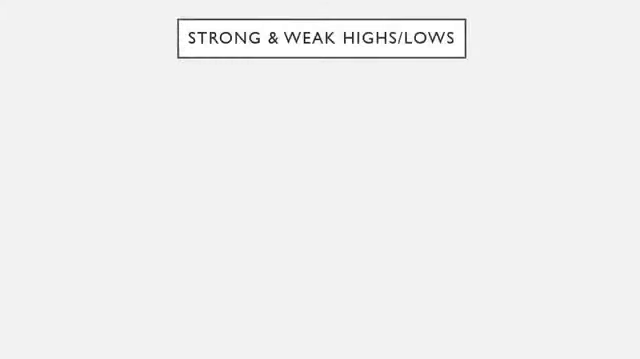Okay, so the first concept we're going to cover is strong and weak highs and lows. And before I jump into all the details, this is super simple. Okay, a higher low is strong. A higher high is weak. Why? Because a higher high has to break, a higher low has to hold. The opposite for a downtrend.